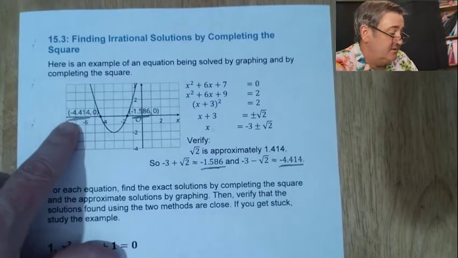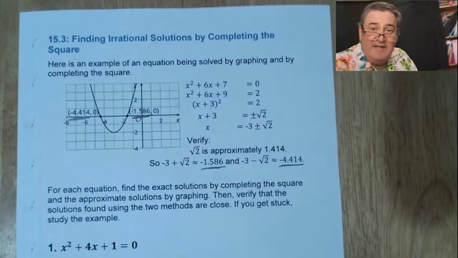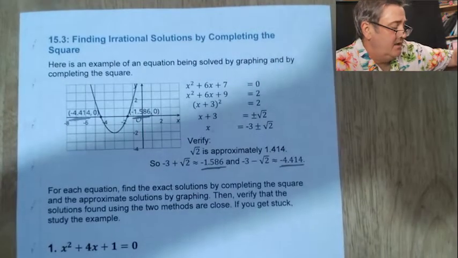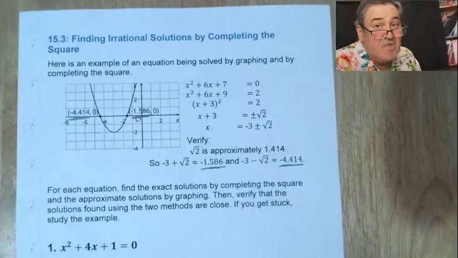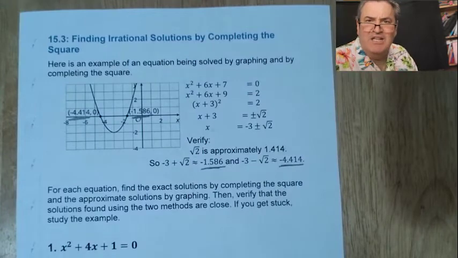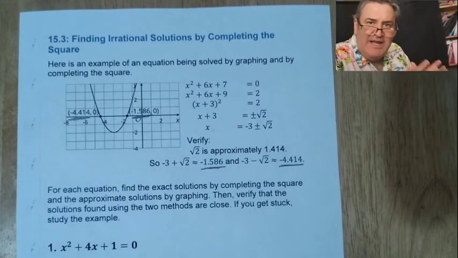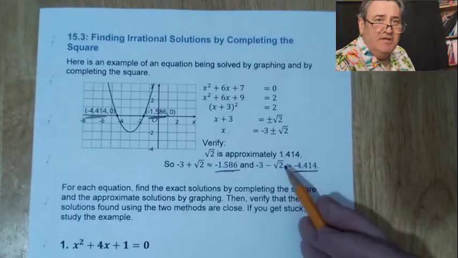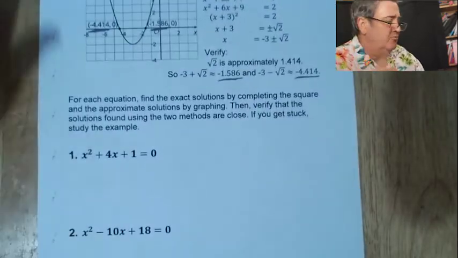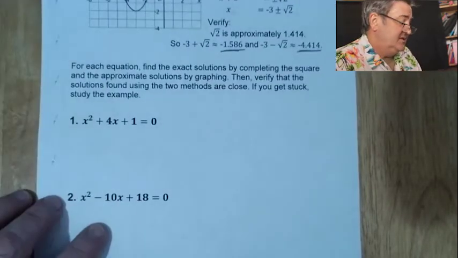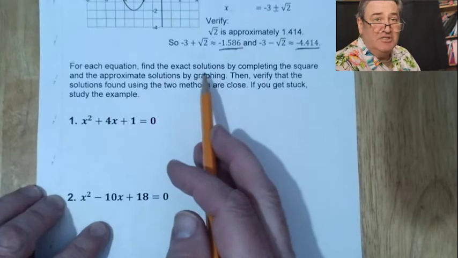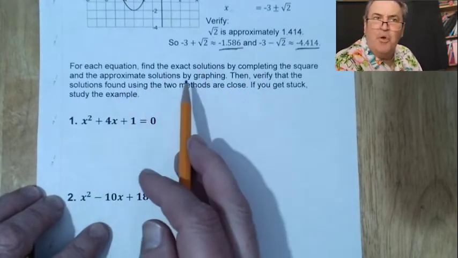All right, so you see how that works? Graphing it gave us the answer also, but we don't always have the ability to graph things. So we need to be able to find it algebraically, using algebra, using the math, using the equations to solve it, which is what we did over here. All right, so now we're going to try 2. It says, for the equations, find the exact solutions by completing the square and the approximate solutions by graphing.